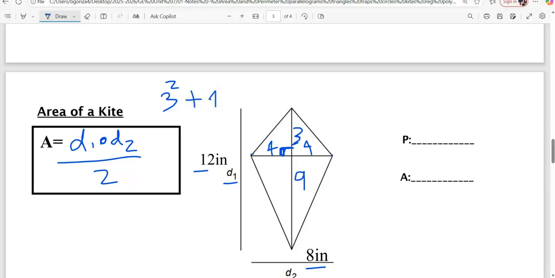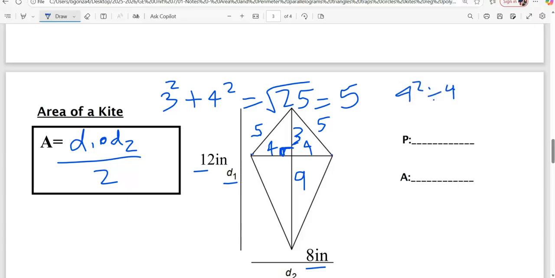what it is. So 3 squared plus 4 squared equals 25. The square root of 25 is 5. So this is 5. This is 5. And then we got to do the same thing with 4 and 9. 4 squared plus 9 squared.